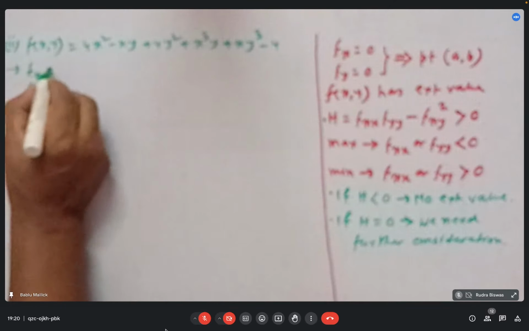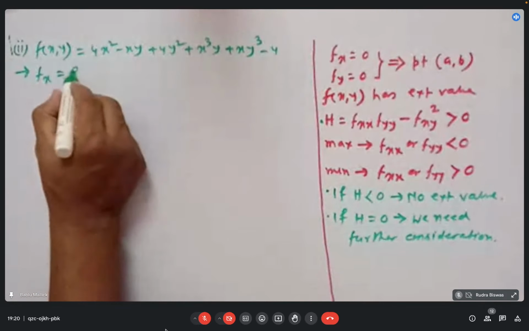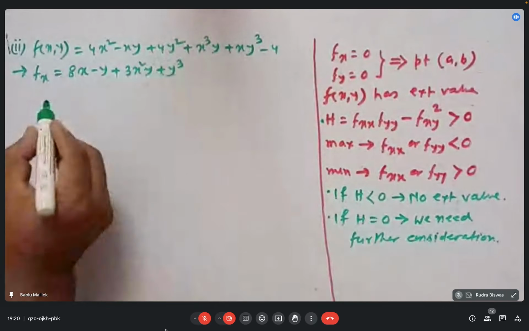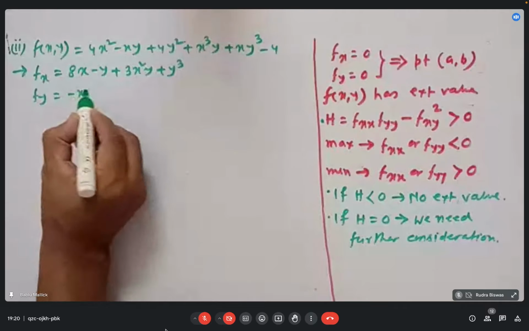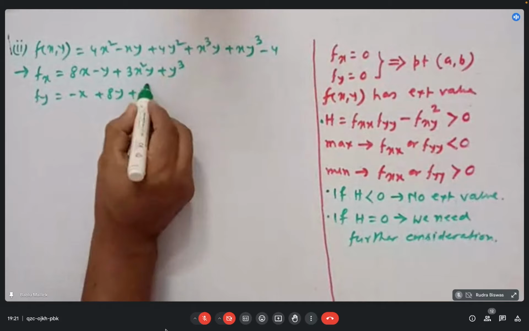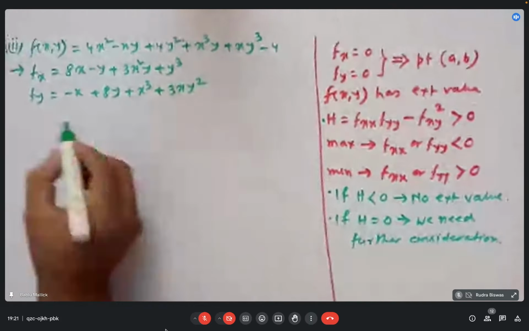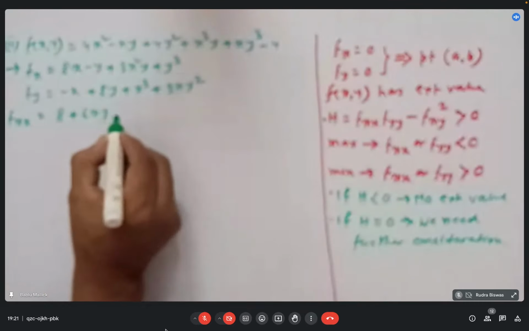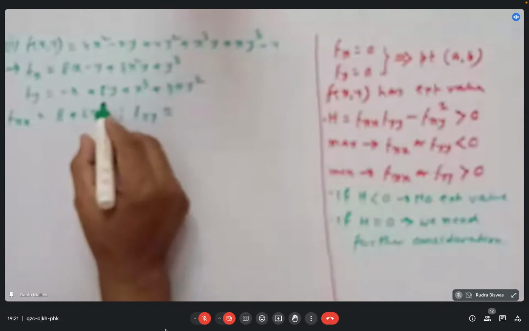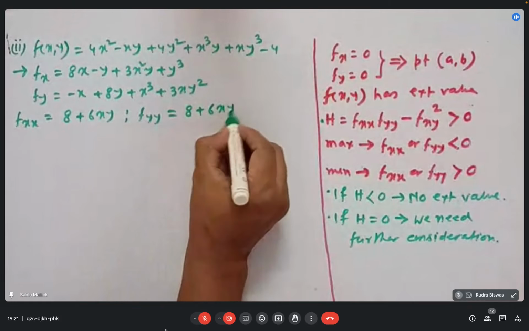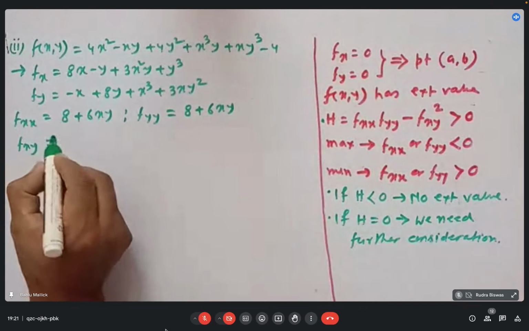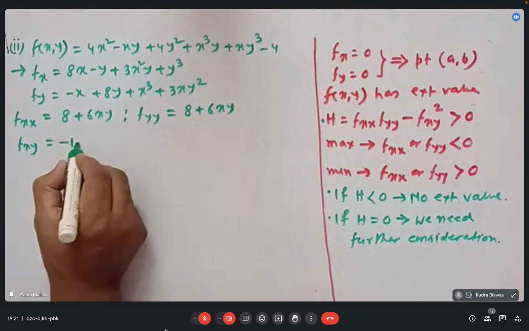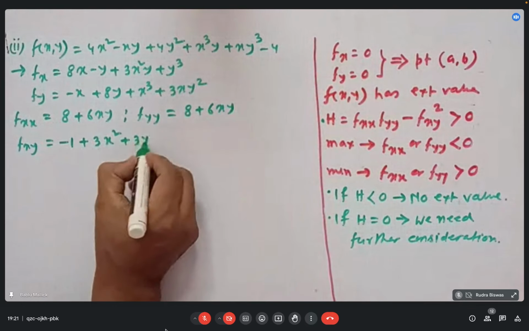So calculate fx. fx is equal to 8x minus y plus 3x square into y plus y cube. fy is equal to minus x plus 8y plus x cube plus 3x into y square. fxx is 8 plus 6x into y, fyy is 8 plus 6 into xy, and fxy means we differentiate fx with respect to y, so it is minus 1 plus 3x square plus 3y square.